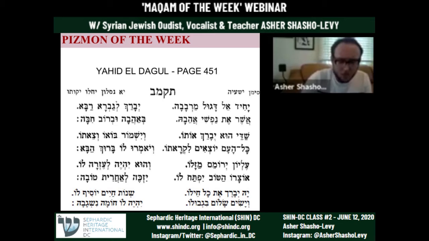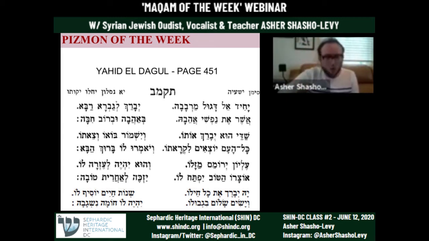So this is a Pizmon, Yahid el-Dagul, that is from the 19th century. And it is a Pizmon. It's very interesting. Most of the Pizmonim that we talk about and that we're going to go through have very clear contrafacta. We know the Arabic song that they're taking the melody from.